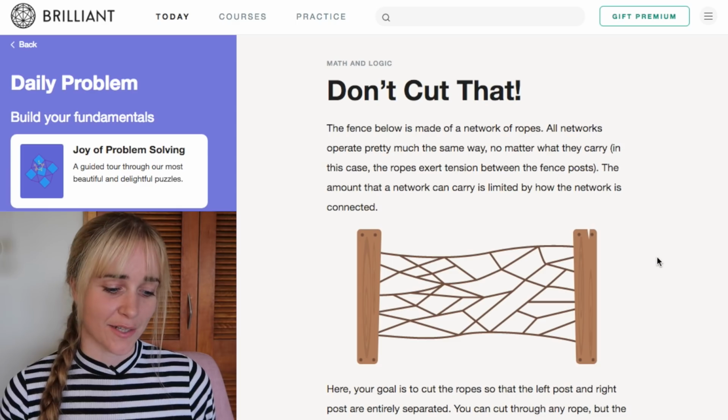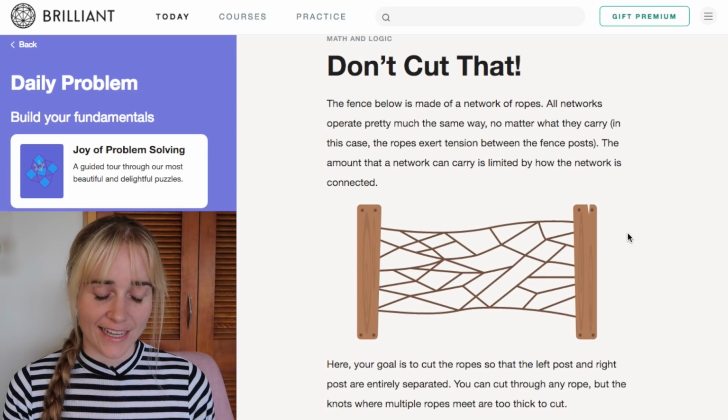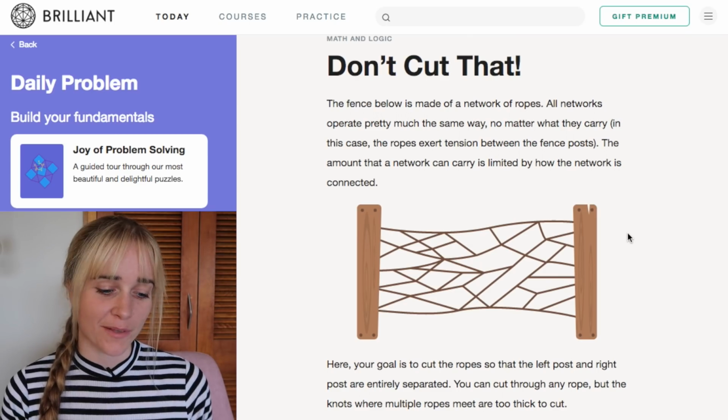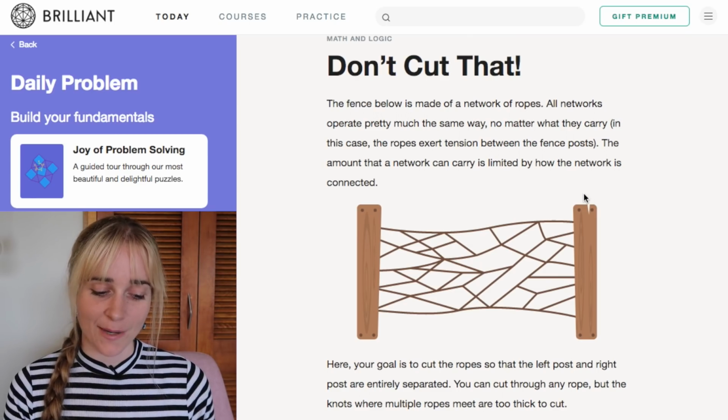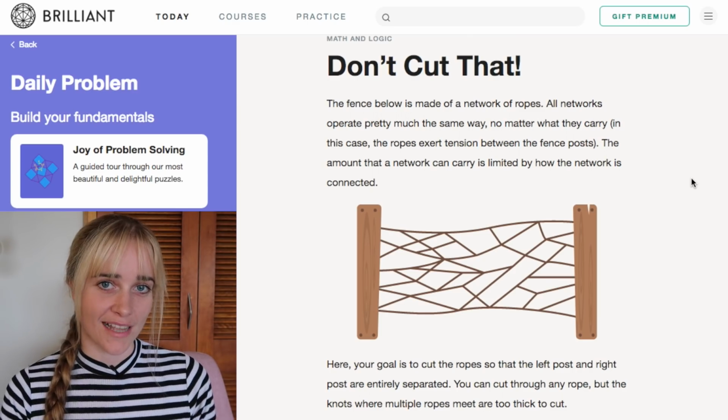So let's have a look at solving our first problem. In this picture here we have a fence that is very similar to the problem that we're solving, but it's not exactly the same. We're just going to use it to illustrate in general how you solve problems like this.